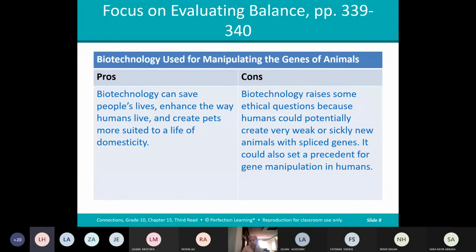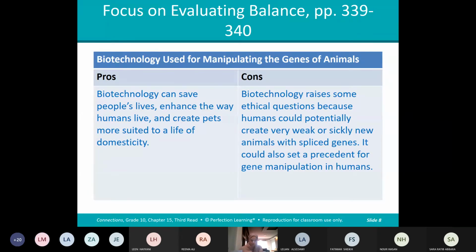Biotechnology raises some ethical questions because humans could potentially create very weak or sickly new animals with spliced genes. It could also set a precedent for gene manipulation in humans. Yes. So, girls, do you understand the second and third read? Did you understand, girls, or not? Yes.